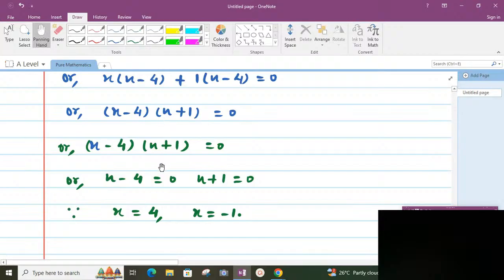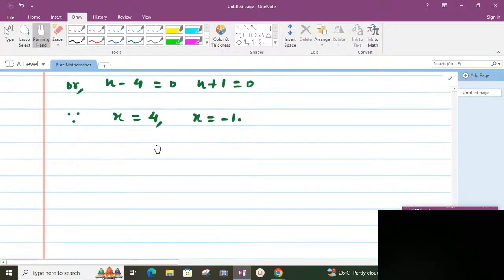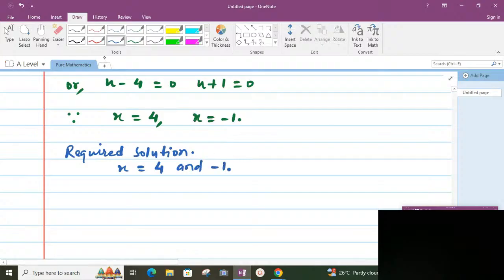So let's see the required solution of this question. x equal to 4 and minus 1. So this is the answer.